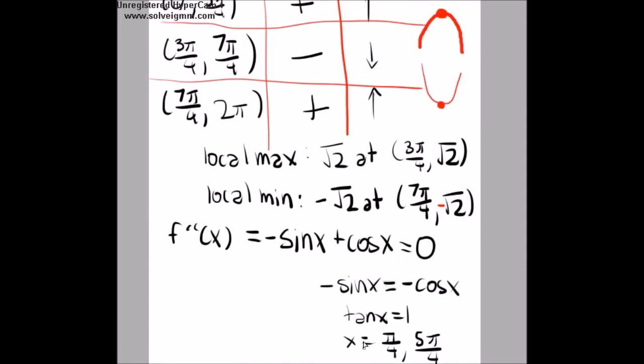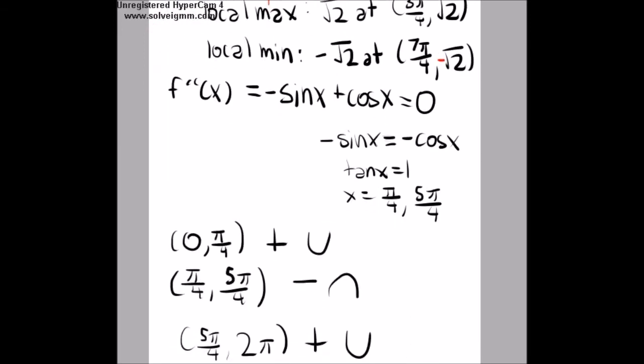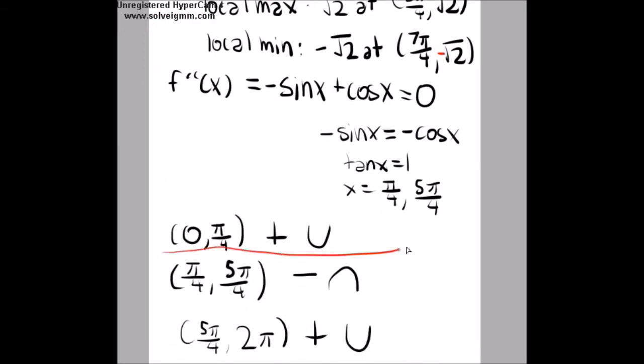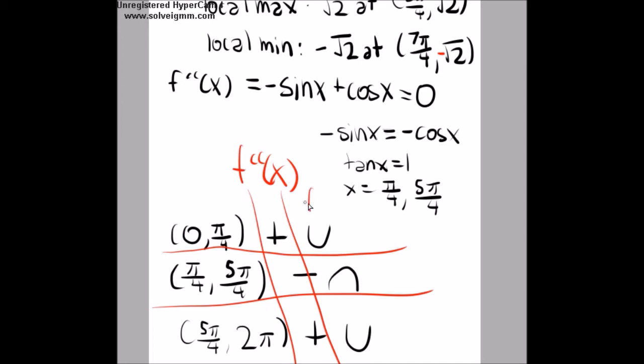And solving it, we get x is equal to pi over 4 and 5 pi over 4. These, once again, are the boundaries to our chart, and let me rewrite it this way. And then testing values once again to find when it is concave up or concave down.